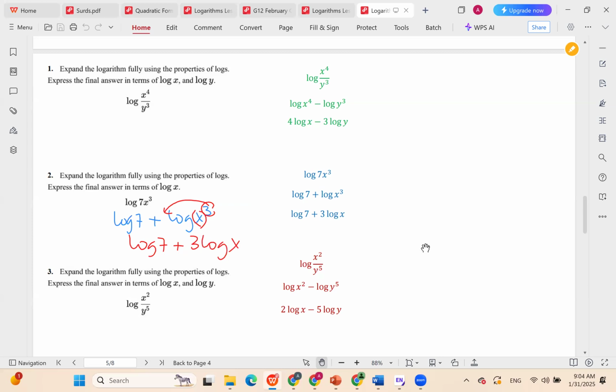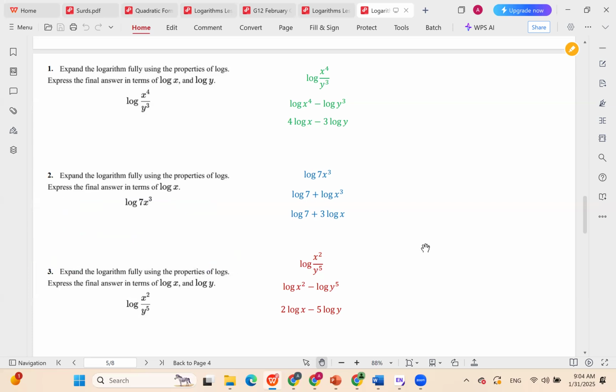However, had you kicked out the power from the beginning, you would have obtained 3 log 7x, which would have been 3 log 7 plus log x, which would have been 3 log 7 plus 3 log x. And this is not the same result. You have an extra 3 here, which is incorrect. This is the correct answer.